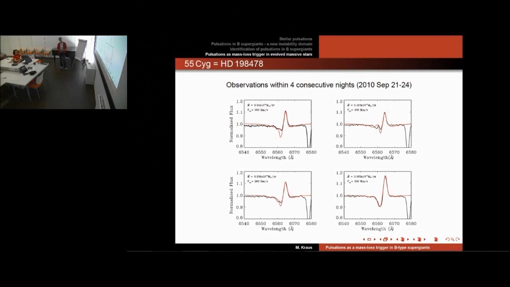This is an example of the H-alpha line profile from four consecutive nights in September 2010. So the line profile changed quite a lot, and not only the line profile, also the parameters that we find. The mass loss rate here is 0.24, here is 0.15, it's almost a factor of 2, here is 0.3. It's almost a factor of 2 in mass loss rate from night to night, and also the terminal velocity changed quite dramatically.